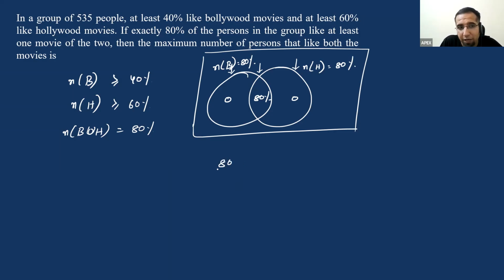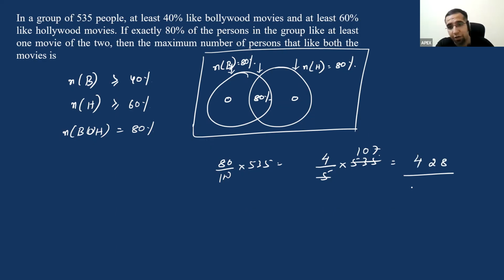So our answer is going to be 80% of 535. 80% is 4 by 5 of 535. That is going to be 5 into 107. Clear? So 4 sevens are 28 and 4 ones are 4. So your answer in this case becomes 428. Clear? So 30, 21.